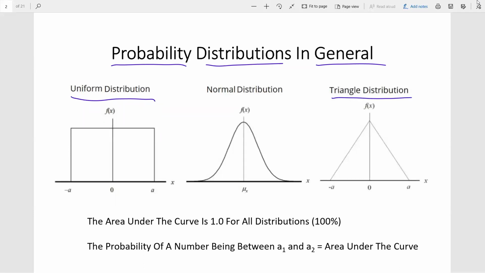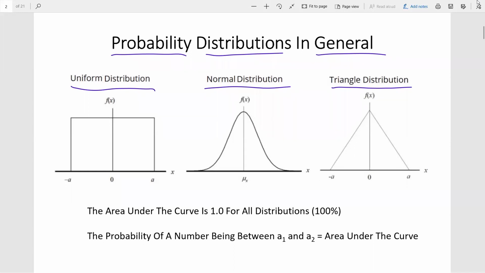Then there's a triangle distribution, and here is a normal distribution, the bell-shaped curve, which you probably have heard about. One of the things you should know is that the area under the curve for all distributions is equal to 1. That means 100% of the data is under the curve. The probability of a number being between A1 and A2 is equal to the area under the curve.